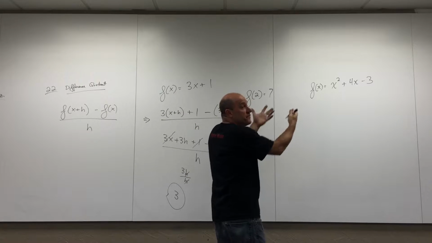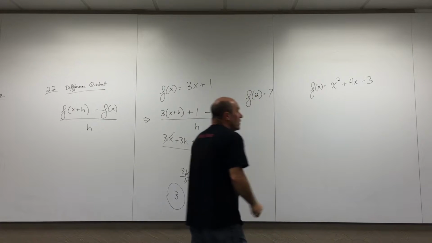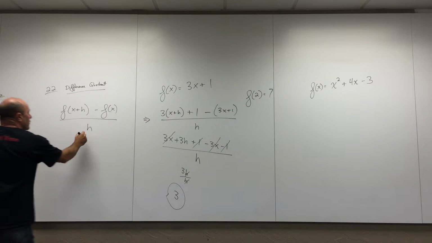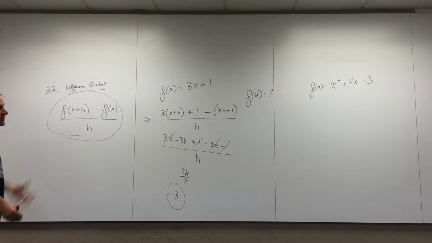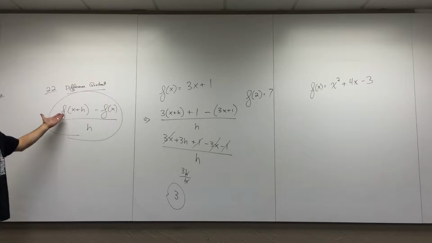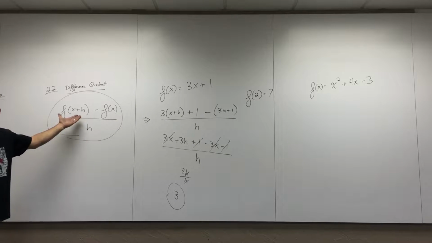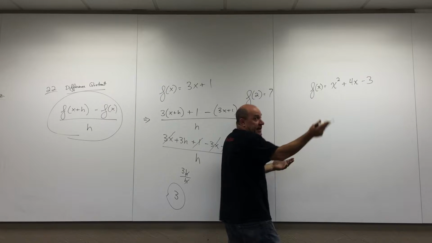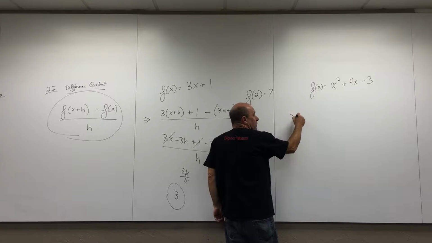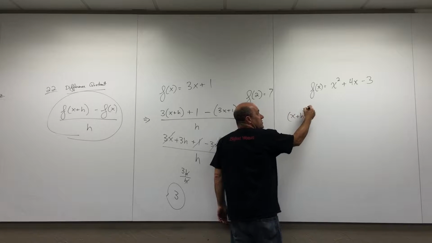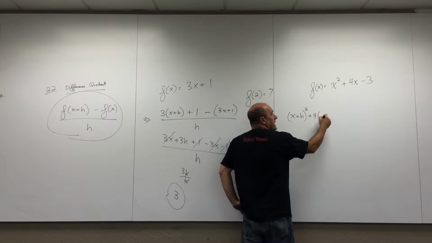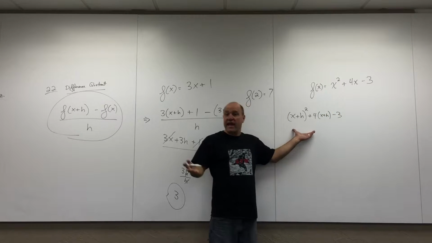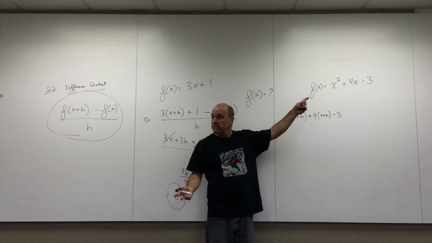I want to do the difference quotient to this function. Well, let's see. What does the difference quotient tell me to do? It's always this. The difference quotient says go to your function and plug in an x plus h. That's hard to do though. Watch. I got to plug in an x plus h for all the x's, right? Look what I get. I get x plus h squared plus 4 times x plus h minus 3. That's me plugging x plus h into the function.